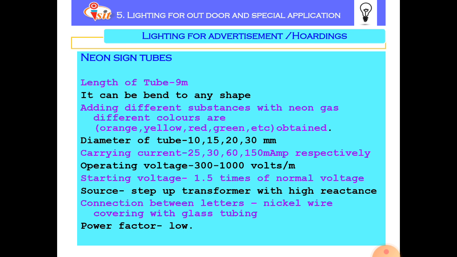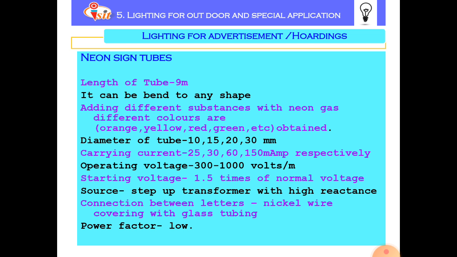The diameters of tube available in the market are 10 millimeter, 15 millimeter, 20 millimeter, and 30 millimeter. Carrying currents according to the diameter of the tube: 25 milliampere, 30 milliampere, 60 milliampere, and 150 milliampere respectively. The operating voltage for the tube is 300 to 1000 volts per meter. Starting voltage for the neon sign tube is 1.5 times the normal voltage. The source required for this tube is a step-up transformer with high reactance.